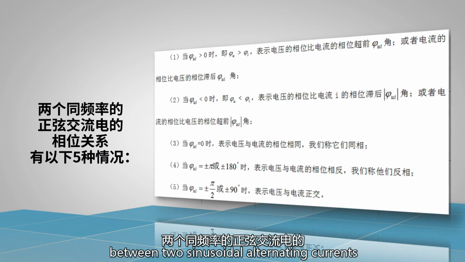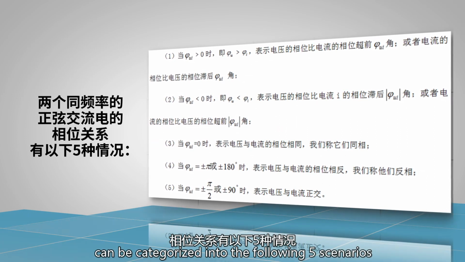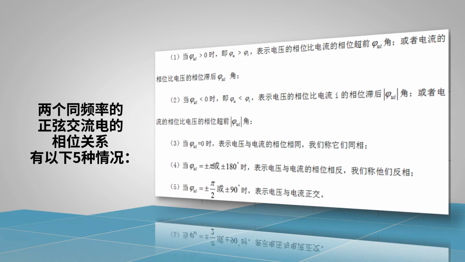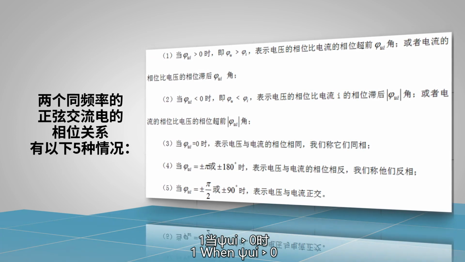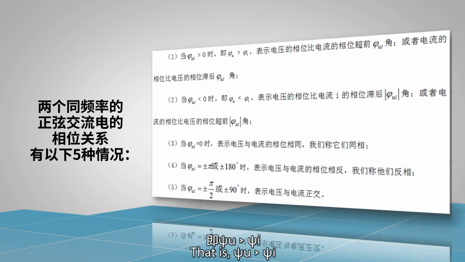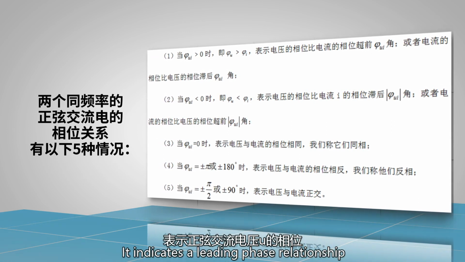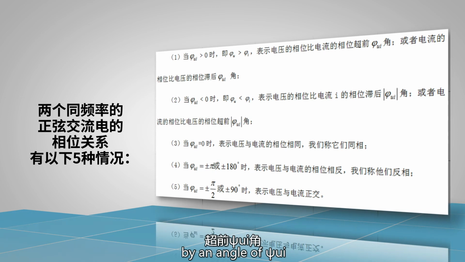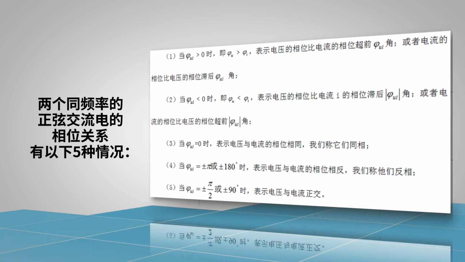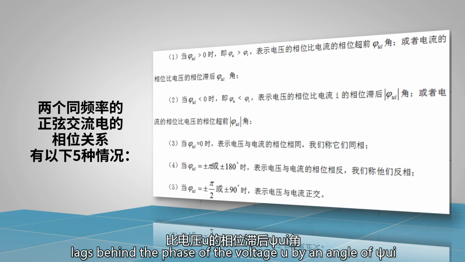The phase relationship between 2 sinusoidal alternating currents with the same frequency can be categorized into the following 5 scenarios. 1. When phi ui greater than 0, that is, phi u greater than phi i, it indicates a leading phase relationship of the voltage u with respect to the current i by an angle of phi ui. In other words, the phase of current i lags behind the phase of the voltage u by an angle of phi ui.